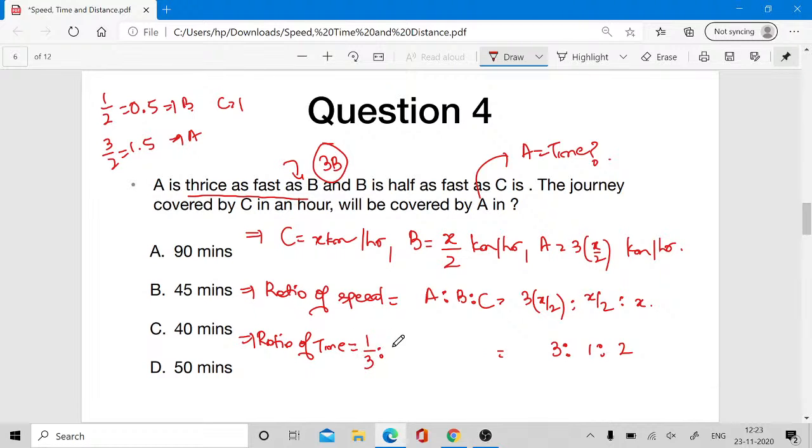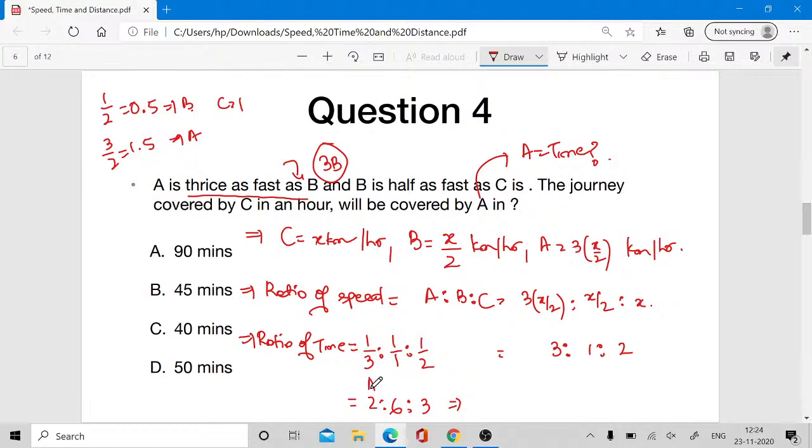The reciprocal: 1 by 3 is to 1 by 1 is to 1 by 2. So what will be the ratio of time I will get here? 3 and 2, 6 is the LCM. So 1 divided by 3 into 6 gives 2, 1 divided by 1 into 6 gives 6, and 1 divided by 2 into 6 gives 3. So 2 is to 6 is to 3. So this is the ratio I will be getting.